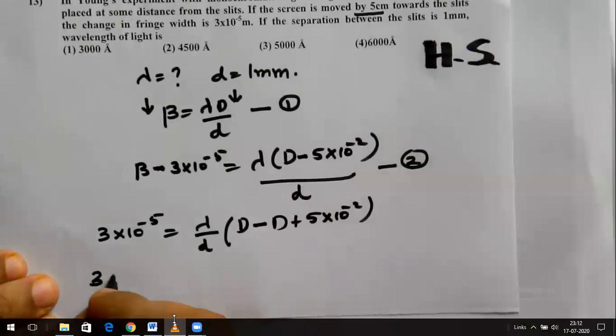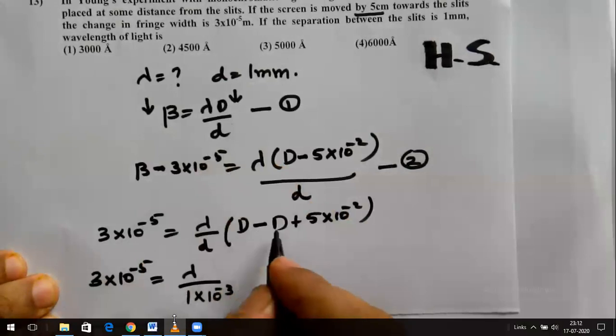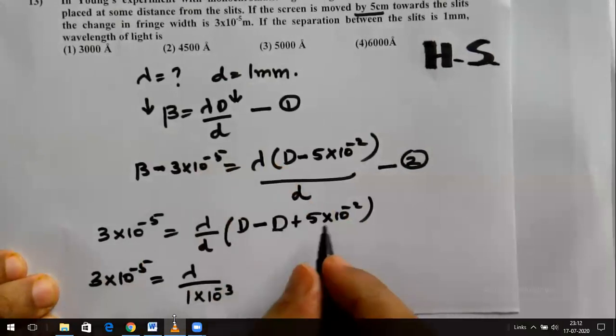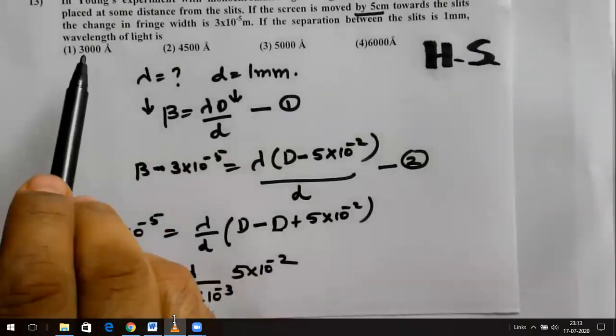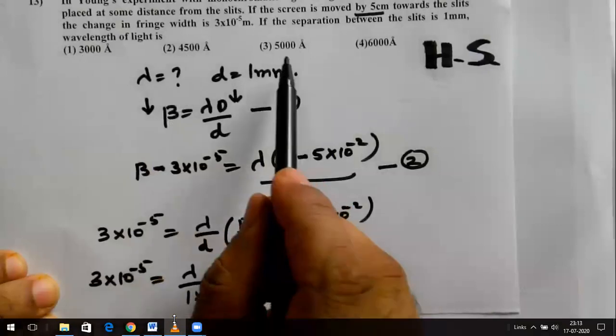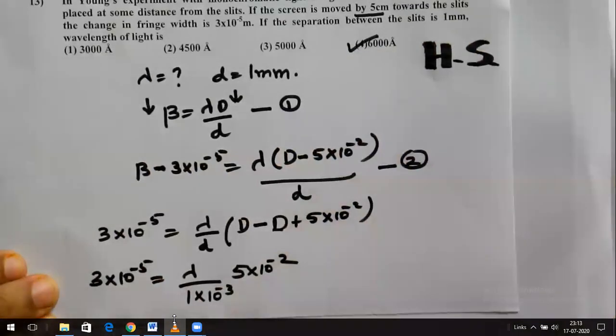So 3 into 10 to the power minus 5 is equal to lambda divided by, and this small d is given as 1 millimeter, so I can substitute 1 millimeter. This D minus D has been cancelled, and 5 into 10 to the minus 2 will remain here. And you see the answers, different numbers: 3000 angstroms, 4500, 5000 and 6000. So just play with the numbers, it is enough, because all are angstroms, that's very much sure. This 5, when it comes to the denominator here, 3 by 5 you will get. 3 by 5 is 0.6, so it should be 6,000 angstroms.